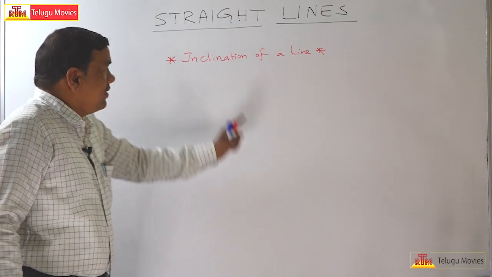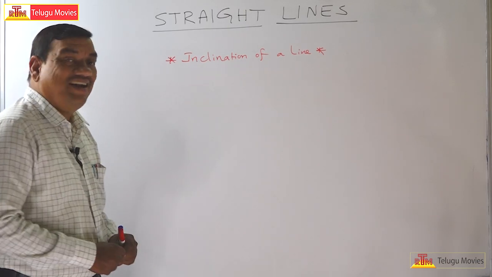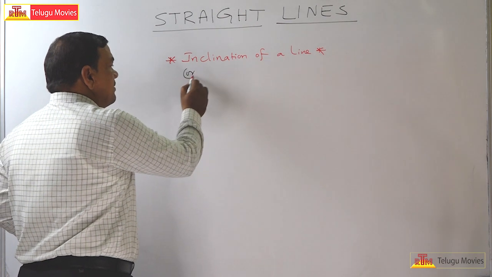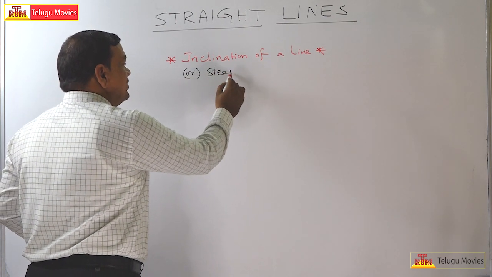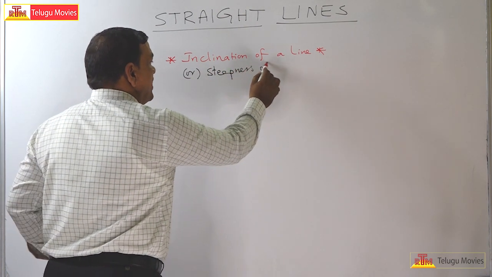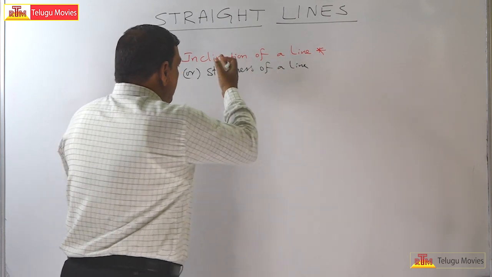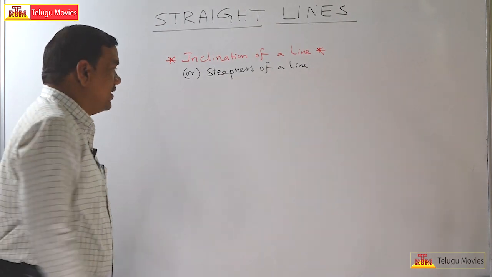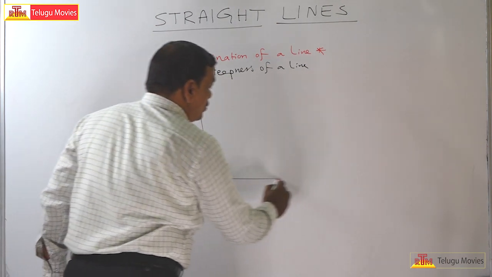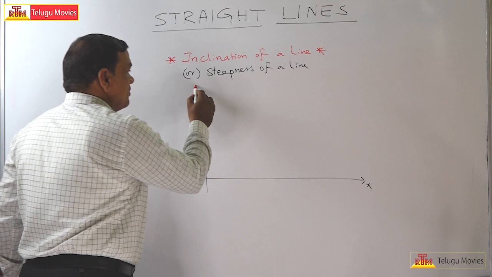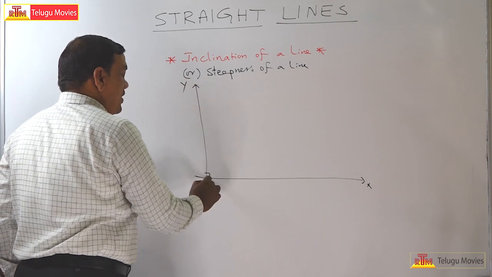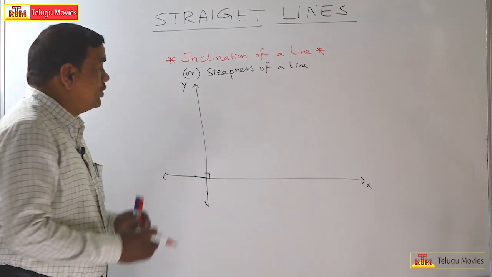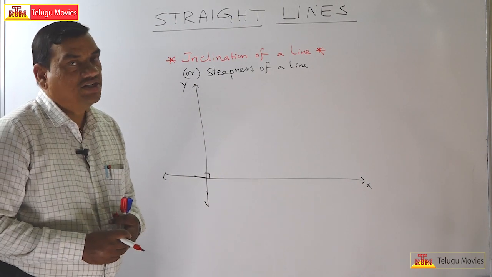Coming to our first topic, it is inclination of a line. The inclination of a line is sometimes also called the steepness of a line. What is this inclination of a line? Let us take the two-dimensional coordinate system, x-axis and y-axis.